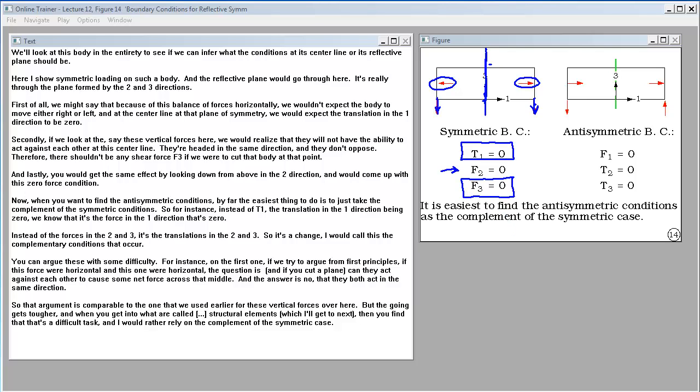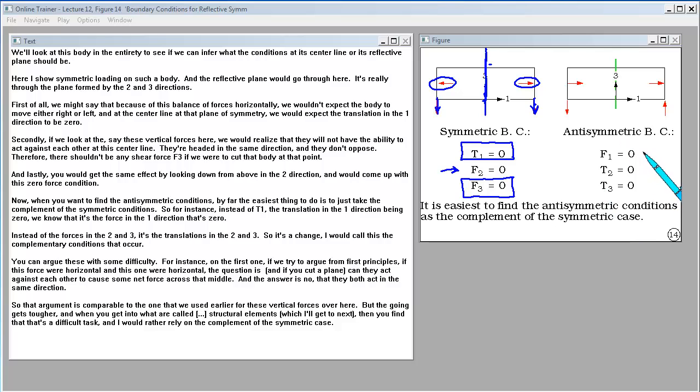Now, when you want to find the anti-symmetric boundary conditions, by far the easiest thing to do is to just take the complement of the symmetric conditions. So for instance, instead of T1, the translation in the one direction being 0, we know that it's the force in the one direction that's 0. Instead of the forces in the 2 and 3, it's the translations in the 2 and 3. So I would call this the complementary conditions that occurs.